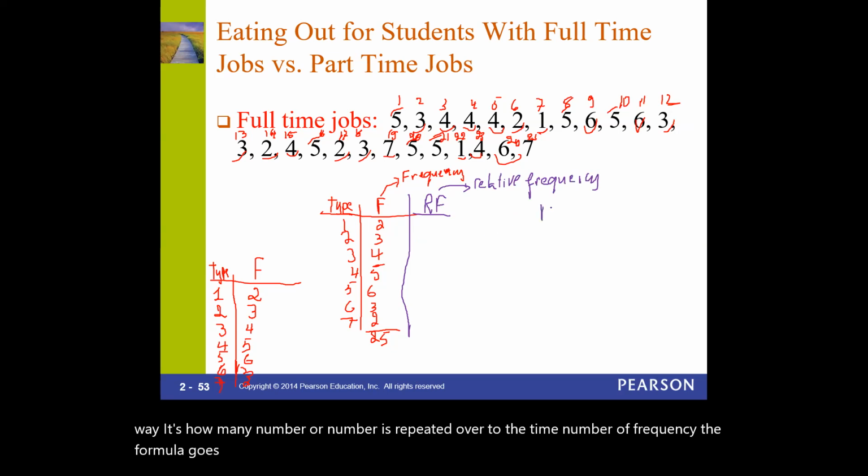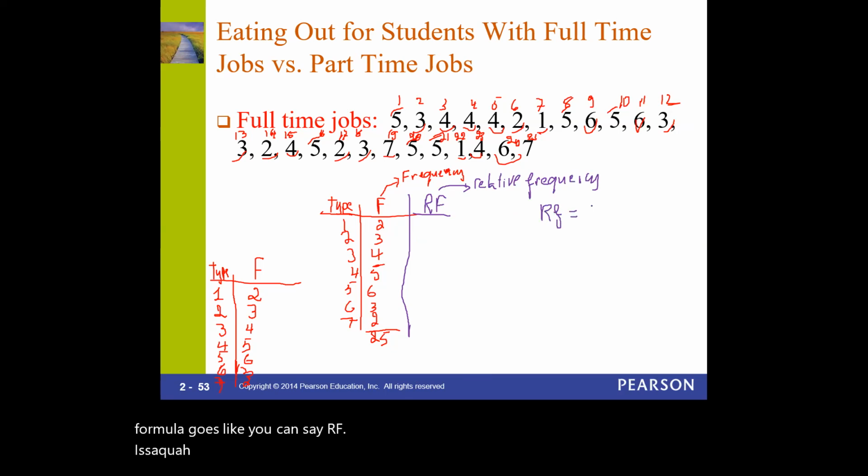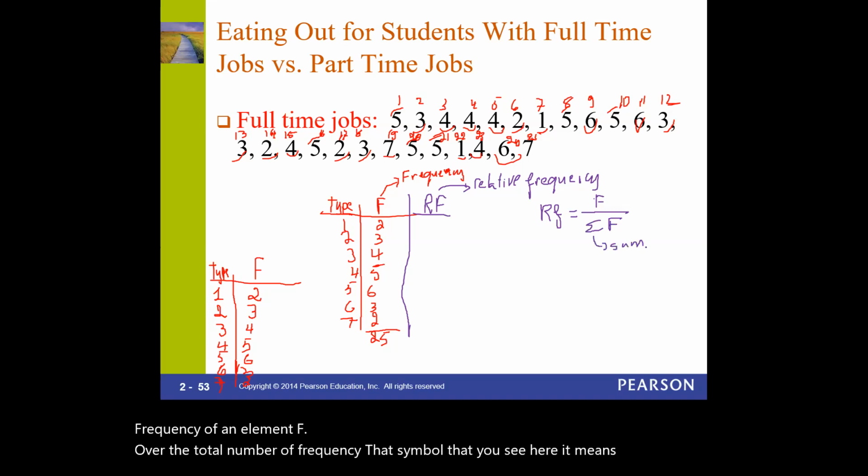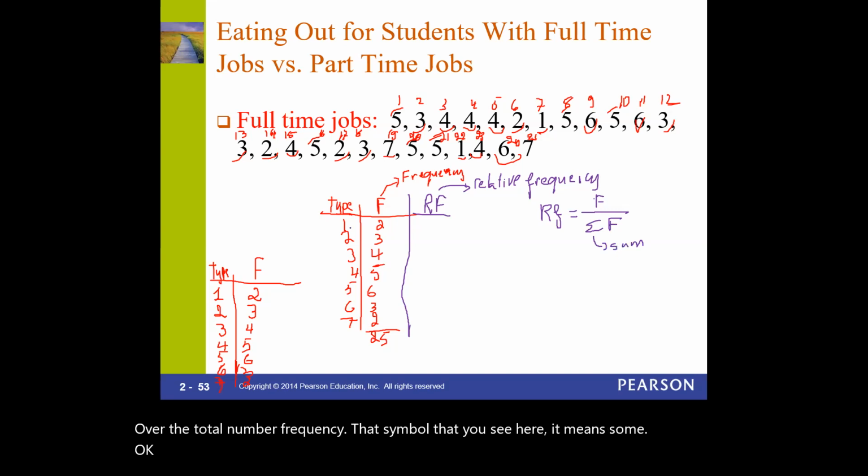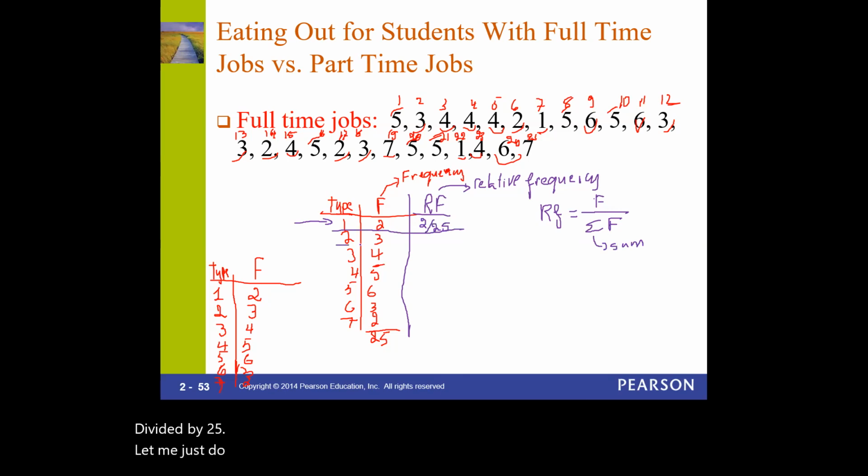You can say RF is equal to the frequency of an element F over the total number of frequency. That symbol that you see here means sum. Okay, that means if I wanted to do the relative frequency for the first one, for 1, that's going to be 2 divided by 25. Let me just do this right here.